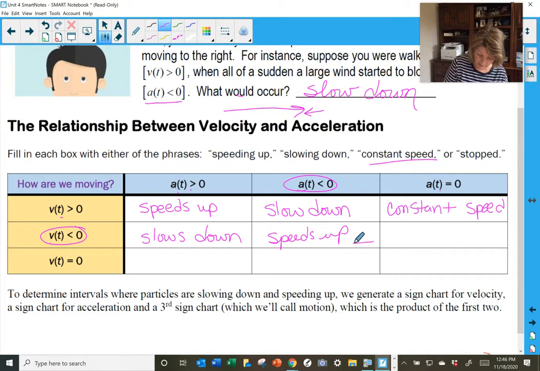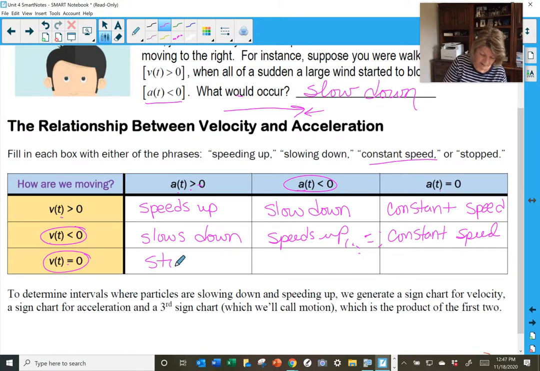Think about it this way. My velocity was negative, so I was walking to the left, and acceleration was a force to the left, then it's going to speed it up. You're acting in the same direction. If a of t is equal to 0, then no effect on velocity. It just maintains a constant speed. Your cruise control is set.